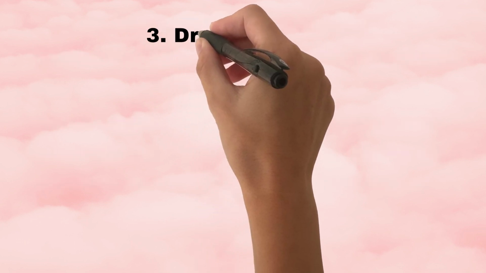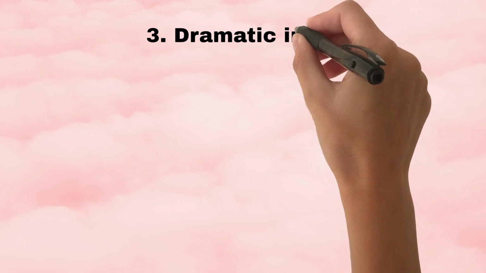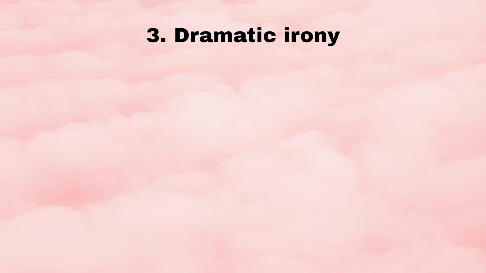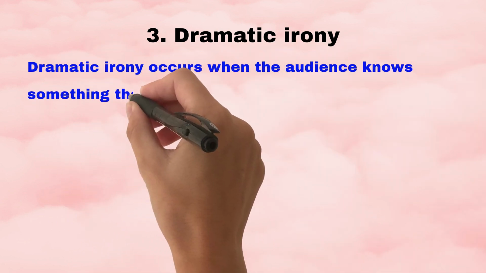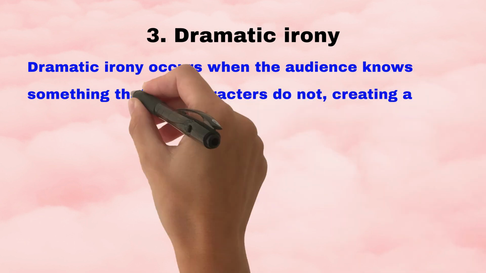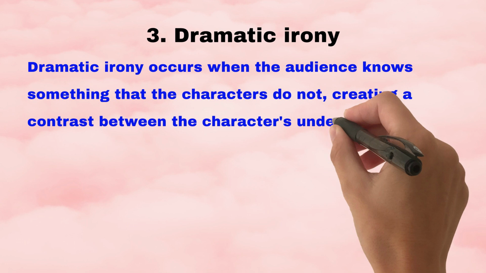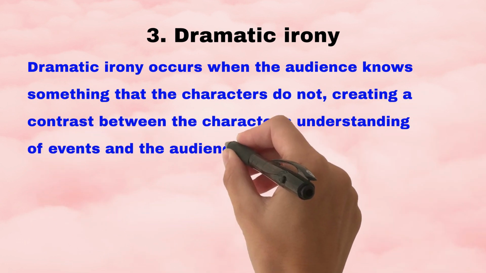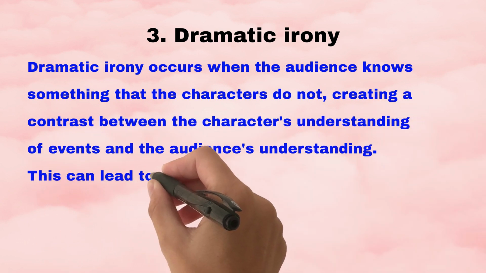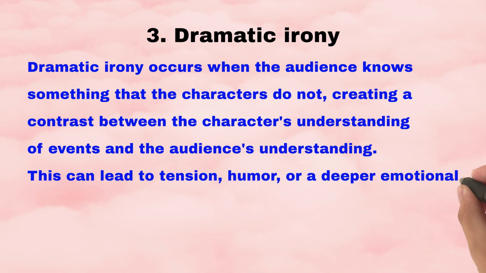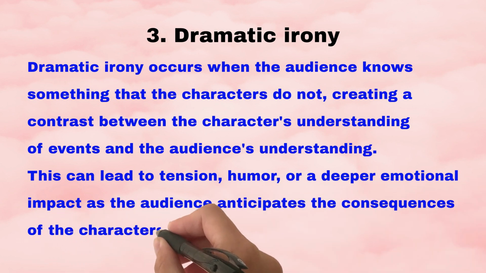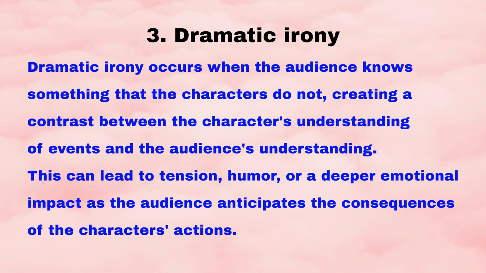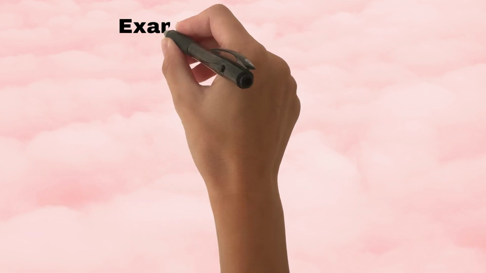Let's move towards the third type, which is dramatic irony. Dramatic irony occurs when the audience knows something that the characters do not, creating a contrast between the character's understanding of events and the audience's understanding. This can lead to tension, humor, or a deeper emotional impact, as the audience anticipates the consequences of the character's actions. Let's look into the examples.